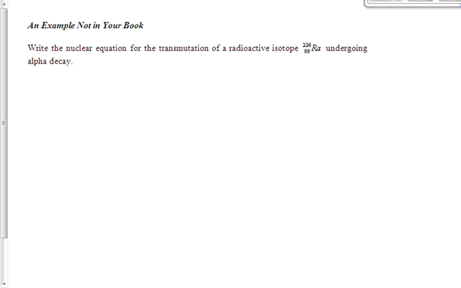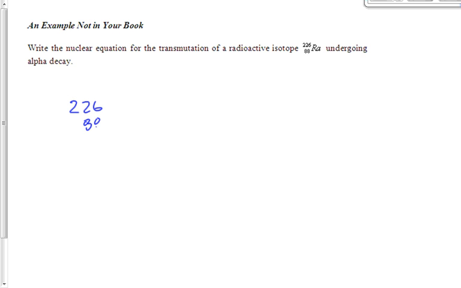We're going to try a couple examples here, and then we're going to set you free to work for a few minutes on this. First one, not in your book, unfortunately, so we're going to have to copy this one out. It says, write the nuclear equation for the transmutation of radioactive isotope radium-226 undergoing alpha decay. If this radium-226 is undergoing alpha decay, then that means we're starting with radium-226. We talk about the parent nucleus and the daughter nuclei. The parent nucleus here, or in chemistry terms, the reactant, would be radium-226. So we're going to start off on the left-hand side with radium-226.